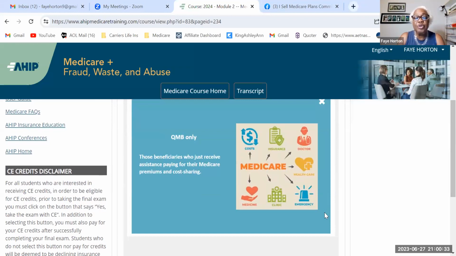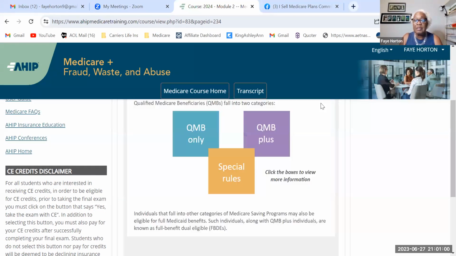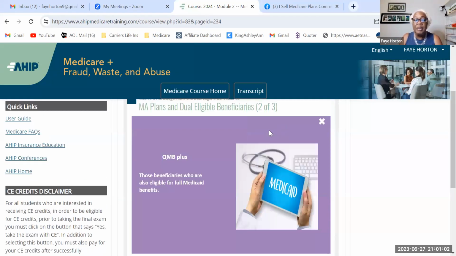QMB, those beneficiaries who just receive assistance paying for their Medicare premiums and cost sharing. So if the person is full Medicare, they're QMB, they're going to get help with all of the things here in this picture. Their cost sharing is 0. They get help with all of the copays. There's no copays for them for any of these medical services. For QMB Plus, these are the beneficiaries who are also eligible for full Medicaid benefits.